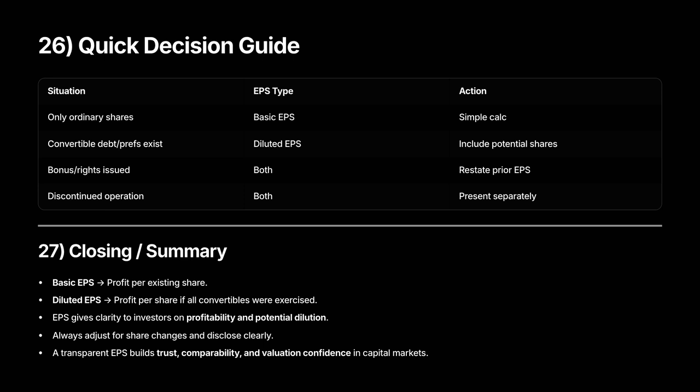Closing summary. In short, basic EPS shows the profit earned per existing share. Diluted EPS shows what profit per share would be if all convertibles turned into equity. Together, they give a complete picture of profitability and potential dilution. Accurate and transparent EPS reporting strengthens investor trust and improves comparability across companies. And that's your full walkthrough of Ind AS 33, earnings per share. From the basics all the way to dilution.